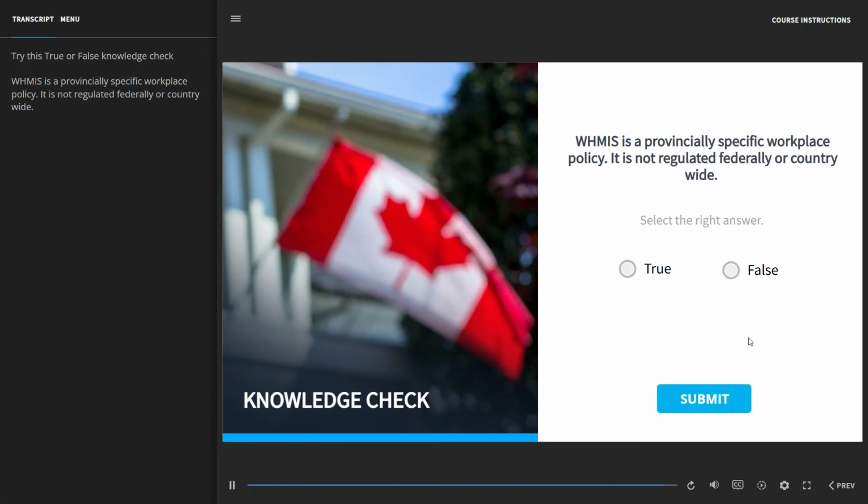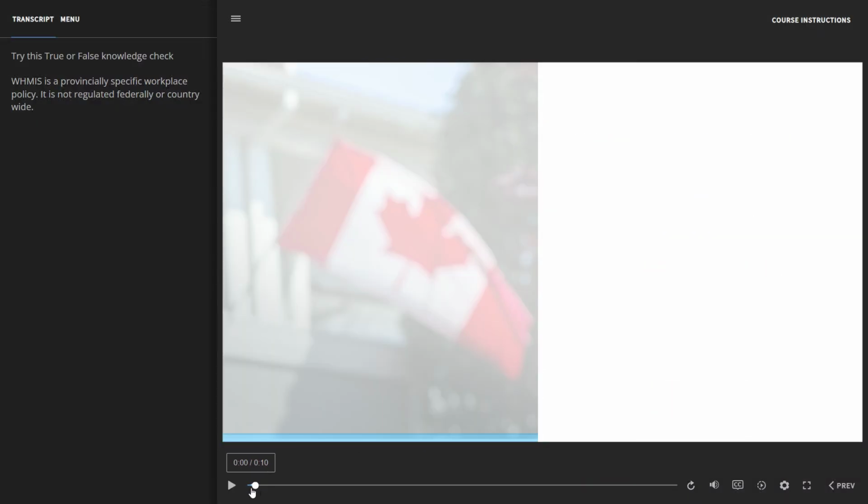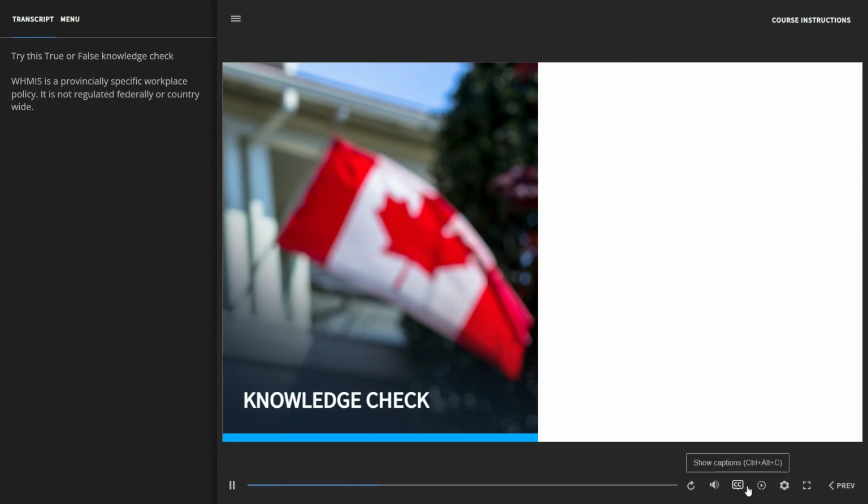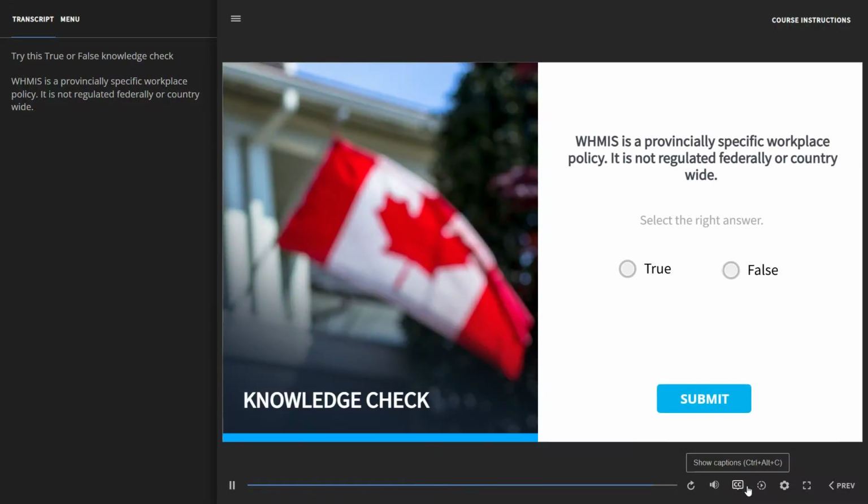Or countrywide. Try this true or false knowledge check. WHMIS is a provincially specific workplace policy. It is not regulated federally or countrywide.